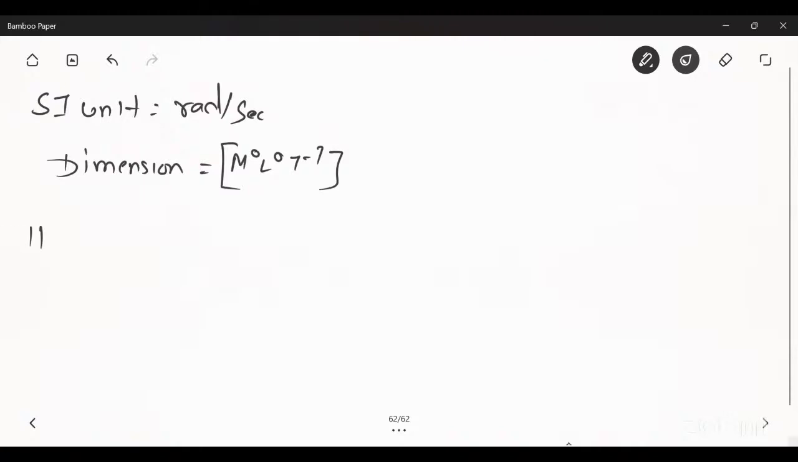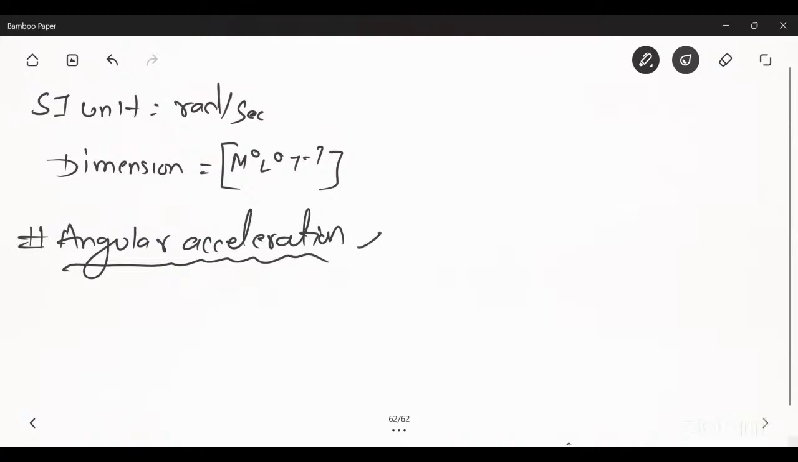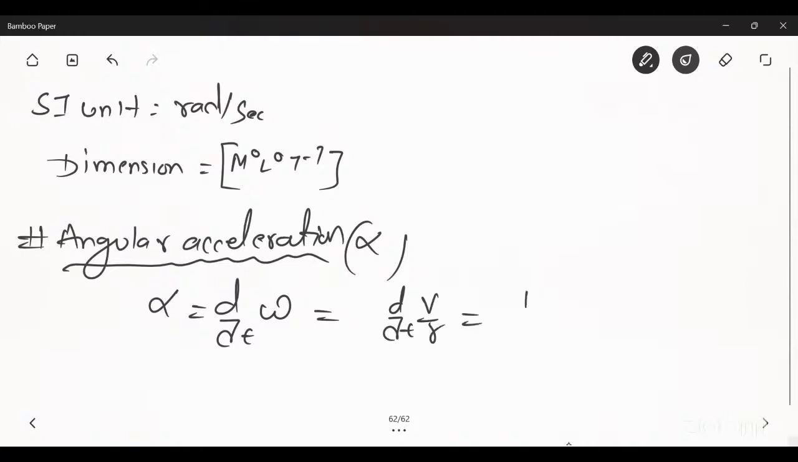Now next is angular acceleration. Angular acceleration is denoted by alpha. Alpha is equal to d by dt of omega, the rate of change of angular velocity. So d by dt of v upon r, which is 1 upon r dv by dt, and dv by dt is a. So alpha is equal to a upon r.